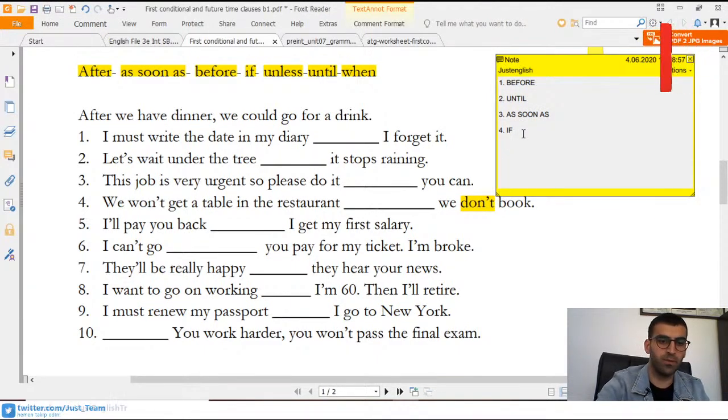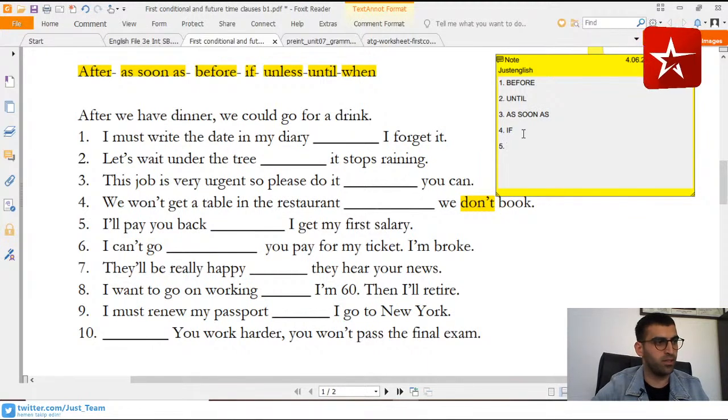And number 5. I will pay you back I get my first salary. Gülsafa says as soon as. I will pay you back after I get my first salary. Mr. Ramazan says as soon as. After makes sense. Okay. Azime says when.